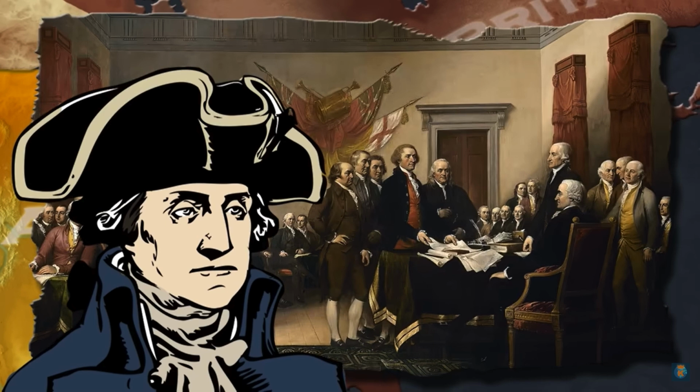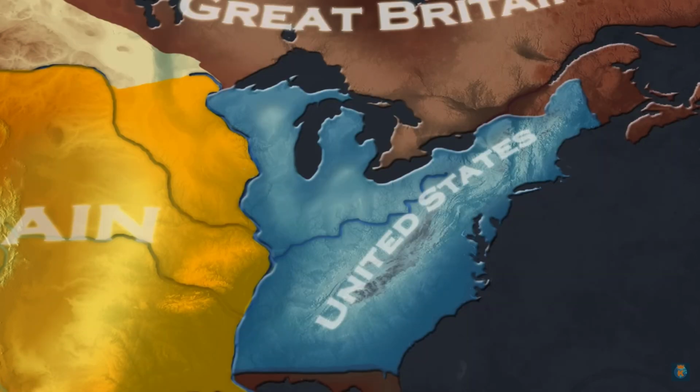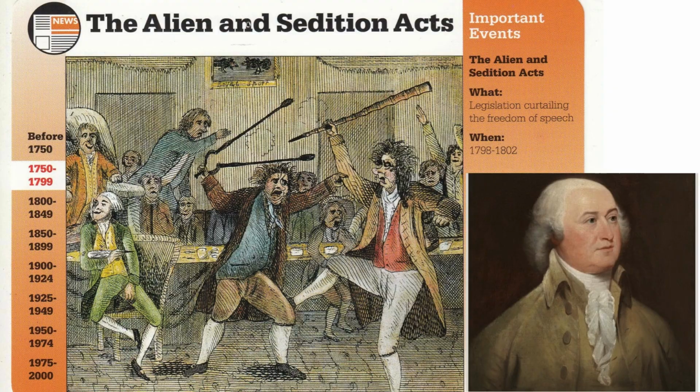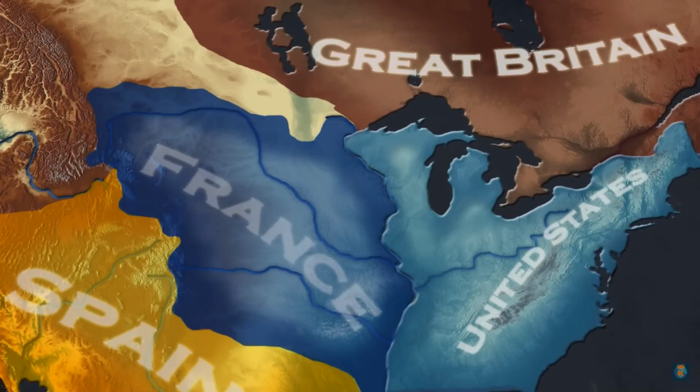George Washington was elected as the first president of the United States in 1789, presiding over the early years of the Republic. His administration focused on establishing federal institutions, implementing economic policies, and navigating foreign relations. The presidency of John Adams saw the passage of the Alien and Sedition Acts, which sparked controversy over freedom of speech and press.